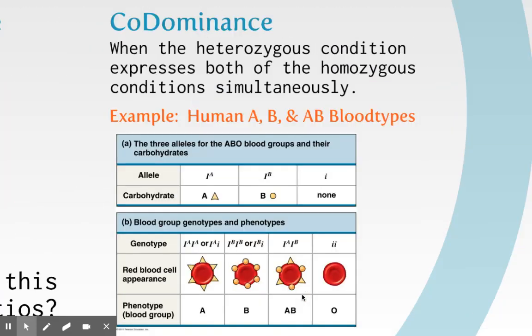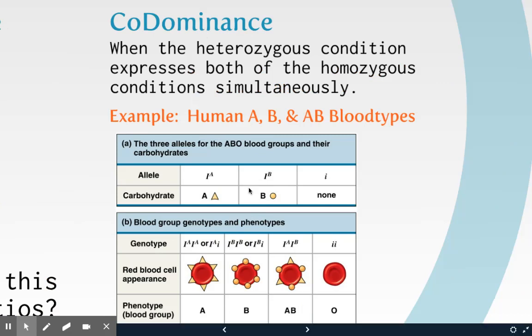We also have this phenomenon called codominance. With codominance, instead of having incomplete dominance where neither is dominant, they're both dominant. So both alleles are equally dominant, and because they're equally dominant, they're both expressed in equal amounts. Our prime example of this is blood typing.